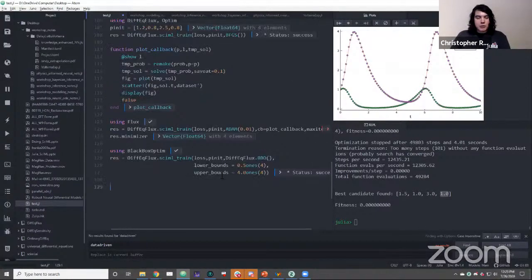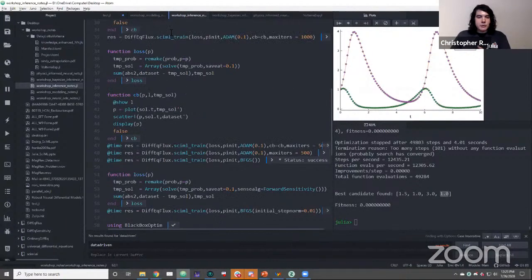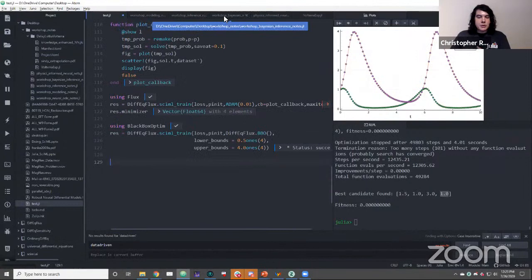Because we're running later on time than I expected, I'm not going to do the stochastic differential equation inference example. I'm going to move right on to Bayesian inference.